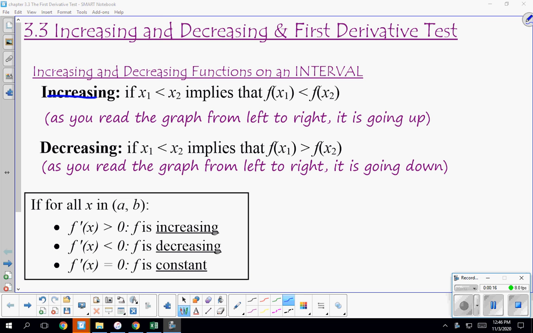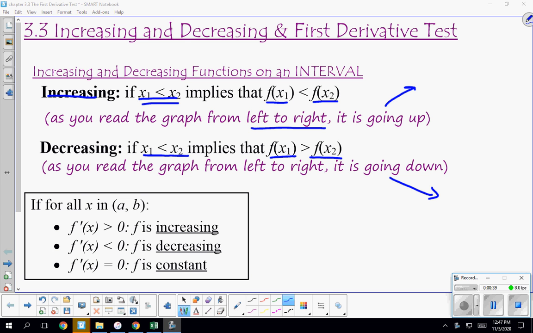It's increasing. This just says if we read left to right, that means that one y value is smaller than the next one. So basically, left to right, it's going up. That's increasing. Again, here, if we look left to right, if one y value is bigger than the next one, then it's going down.